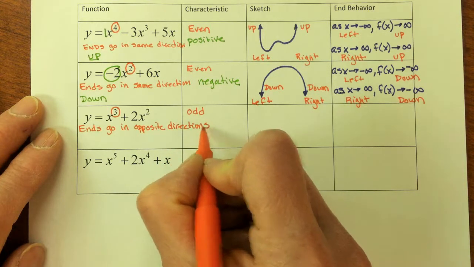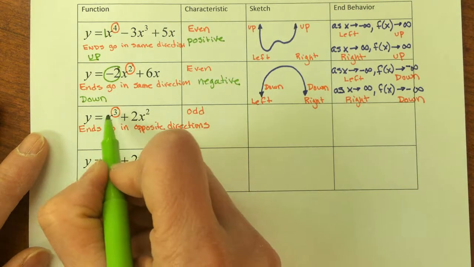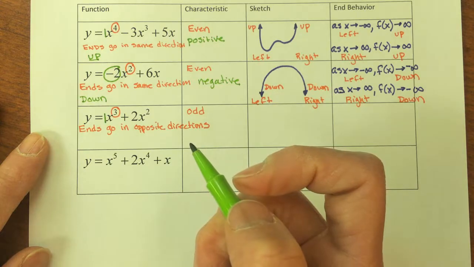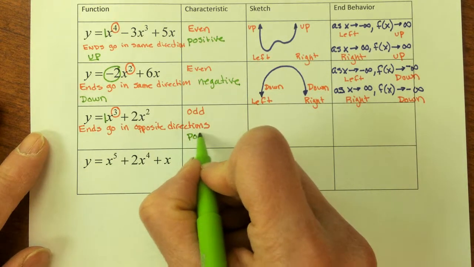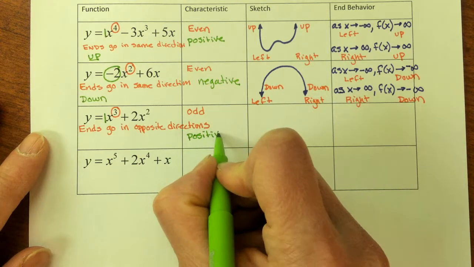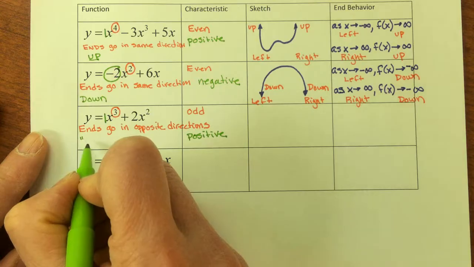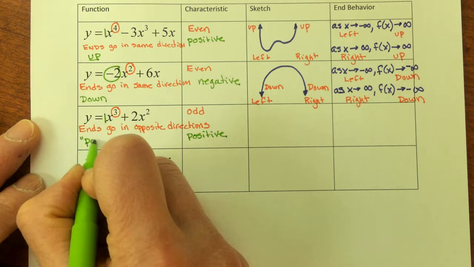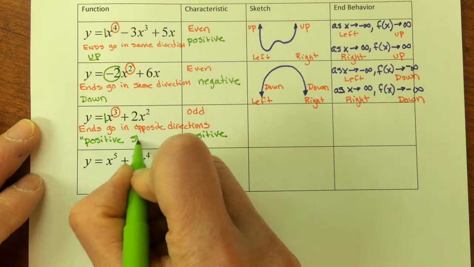Let's look at the lead coefficient. Well, the lead coefficient is positive. It is a 1. So I'm going to write positive. So we want to think of this as, now I'm putting this in quotes because we don't literally have a slope, but we're going to think of this as a positive slope.